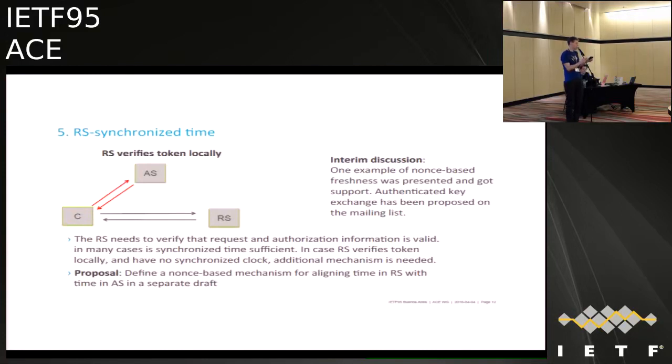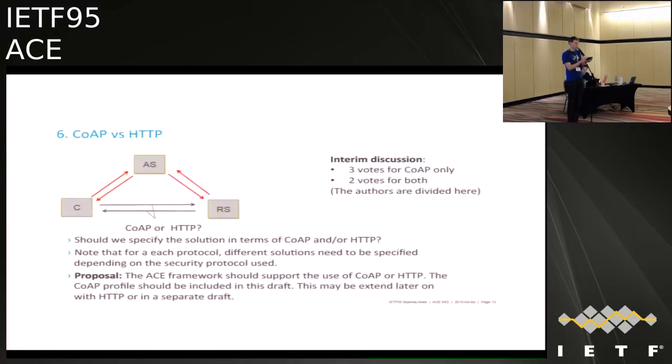Number six was the question about CoAP versus HTTP. Should we specify the solution in terms of CoAP or HTTP or both? And the interim discussion gave three votes for CoAP only, two votes for both. And this is one of the examples where the authors are very divided, and I'm one of the authors. I'm clearly partial here. I propose that there's no disagreement that the ACE framework should support the use of CoAP and HTTP. But I propose then that the CoAP profile should be included in this draft, but that we wait with the HTTP for a separate draft to manage the complexity of things.